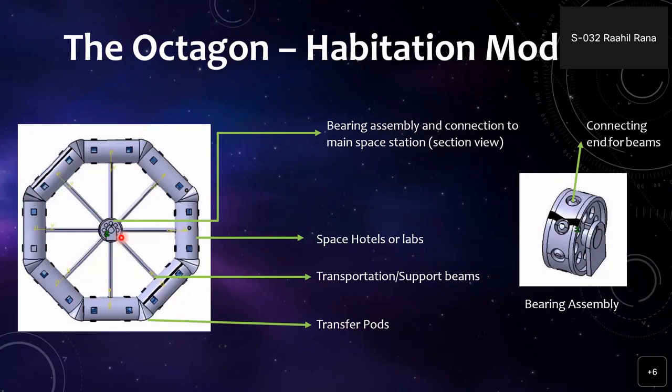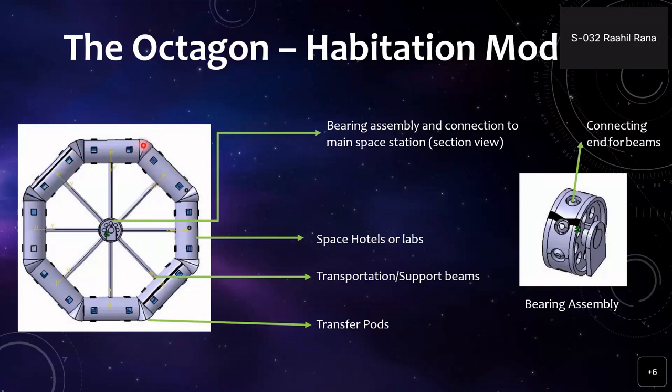The bearings we chose are roller bearings, because roller bearings are excellent in handling radial loads, which we intend for. The 8 individual modules you see here are the space hotels or the laboratories, which we'll be discussing later on. These beams are the support beams. They have a diameter of approximately 2 meters, which will facilitate the movement of people and goods between the habitation modules and the main space station.